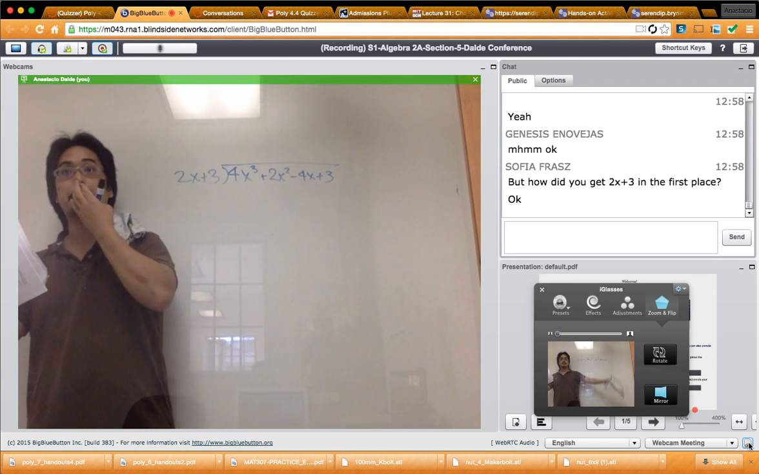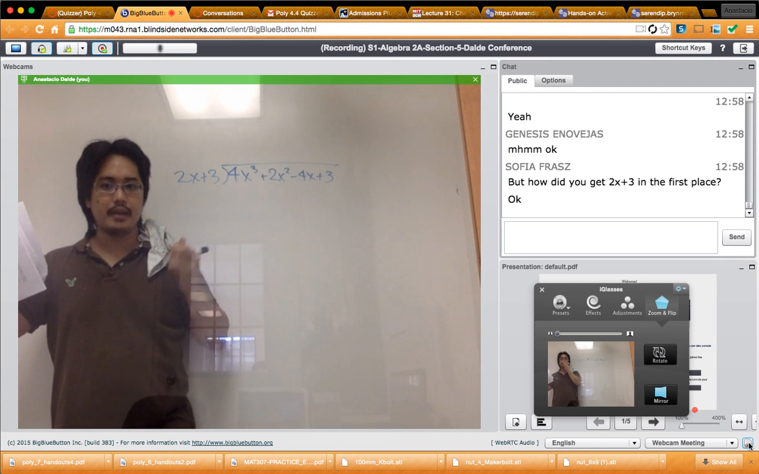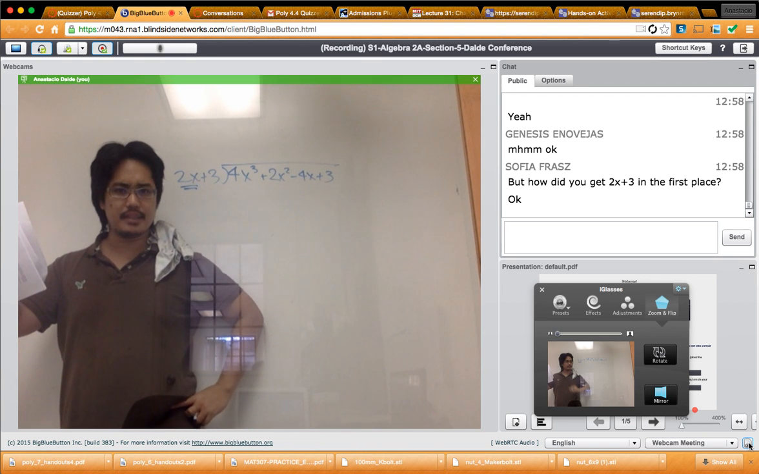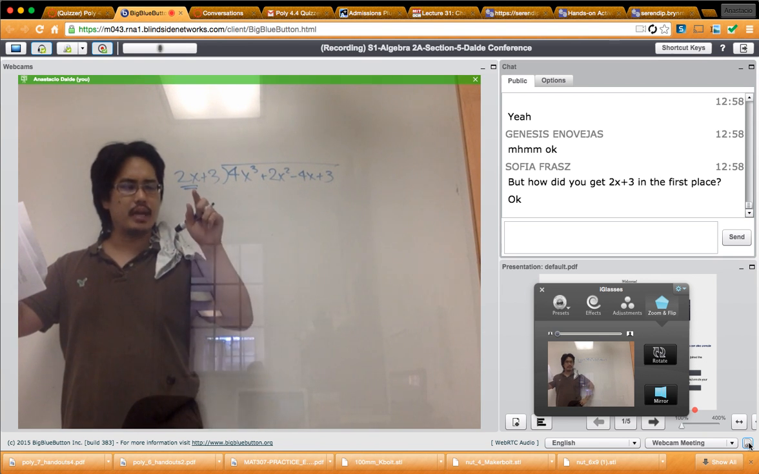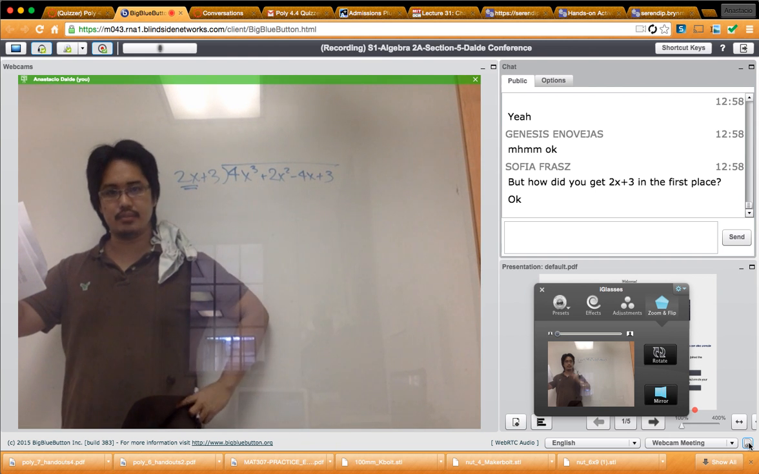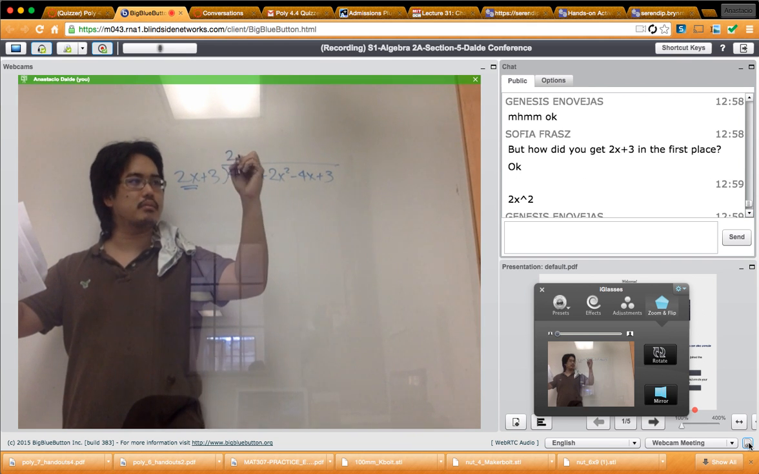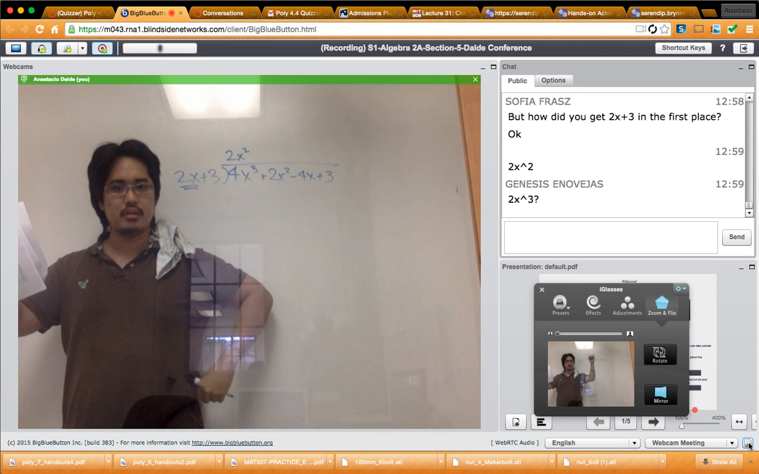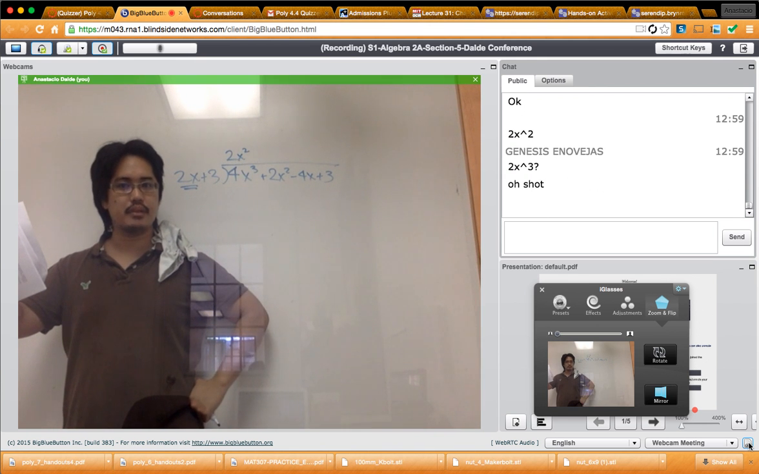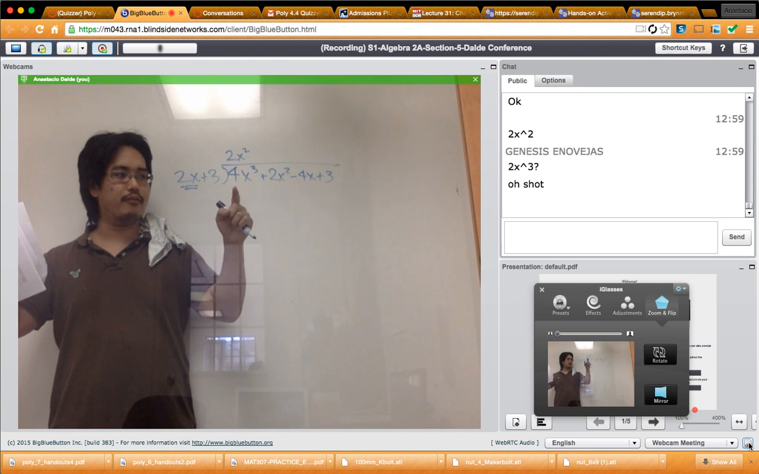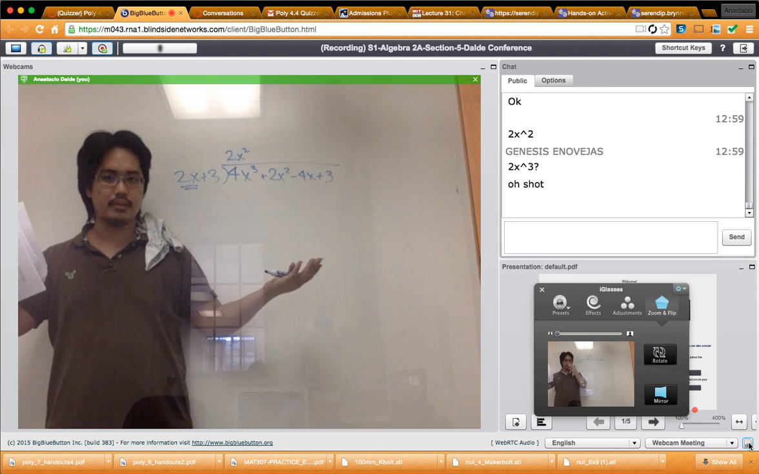Okay, you ready? All right, I'm going to start off with the 2x. And I'm going to ask myself, what do I have to multiply the 2x by in order to make it into 4x cubed? 2x squared. There we go. Perfect. 2x times 2x squared gives me 4x cubed. Does everyone see that?